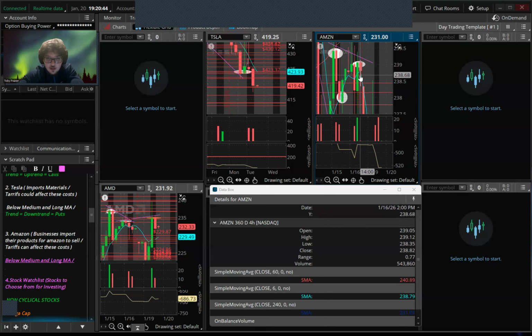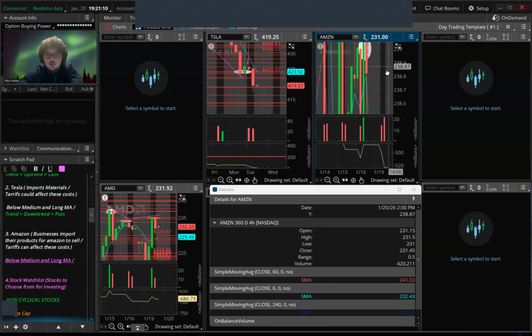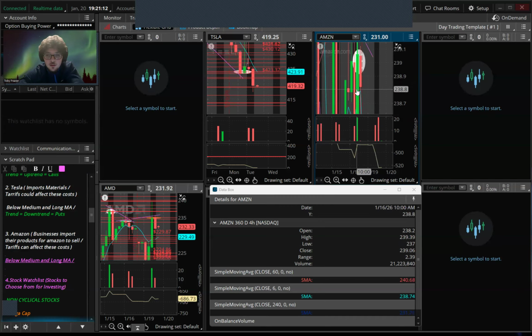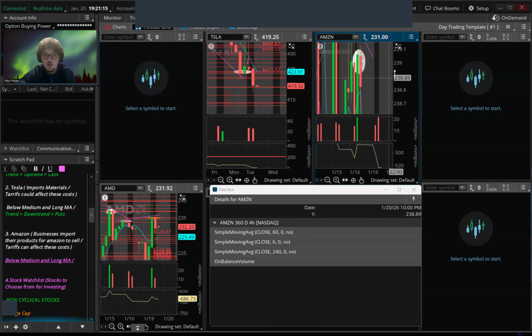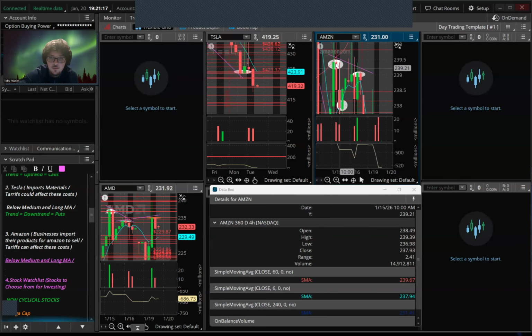Close at 6 cents, open at 5 cents. So swing high right there. Lower high.